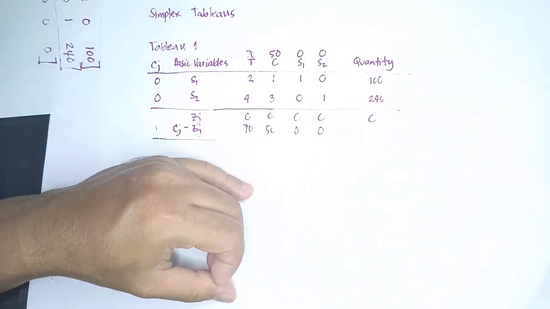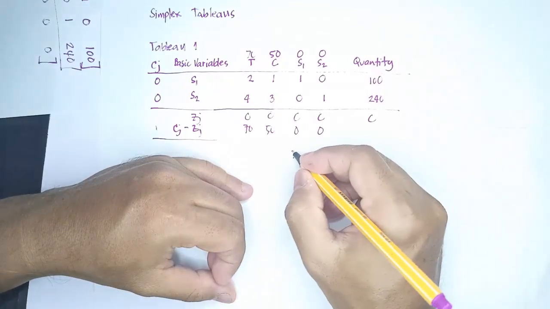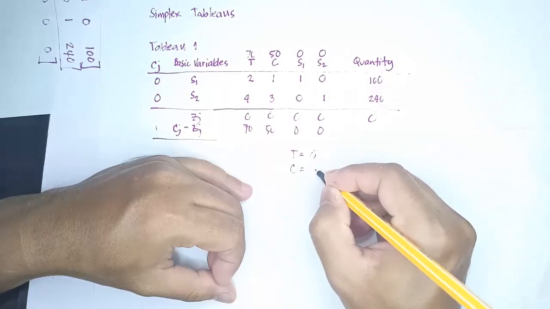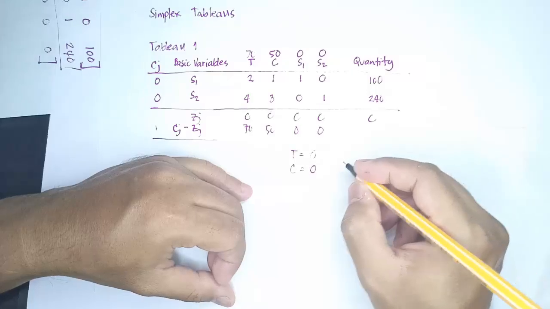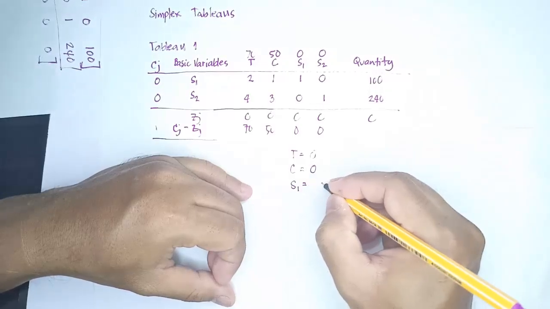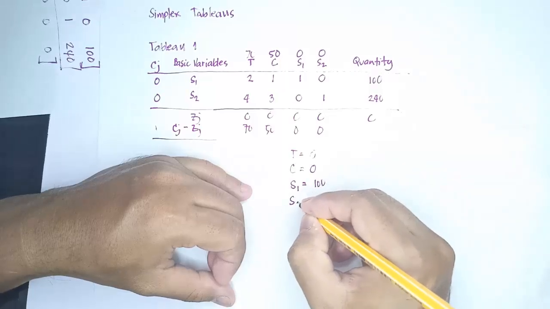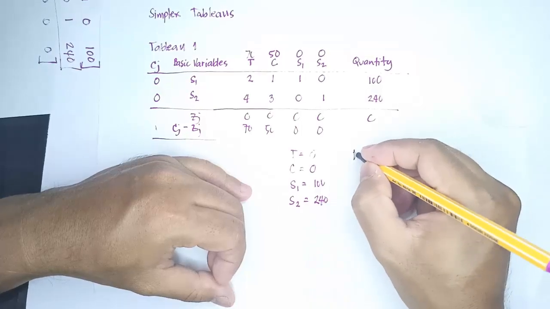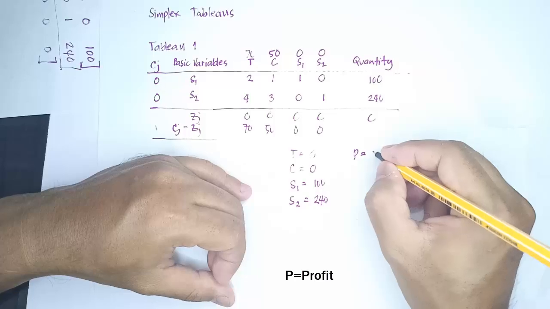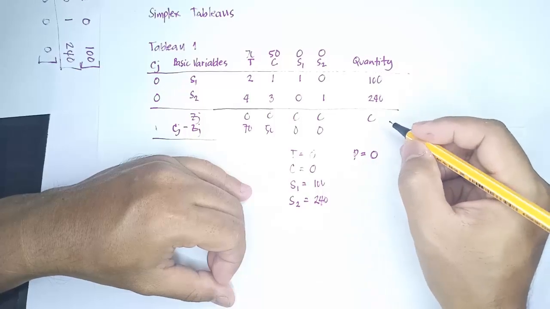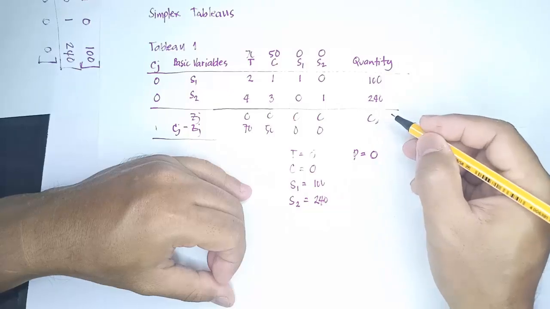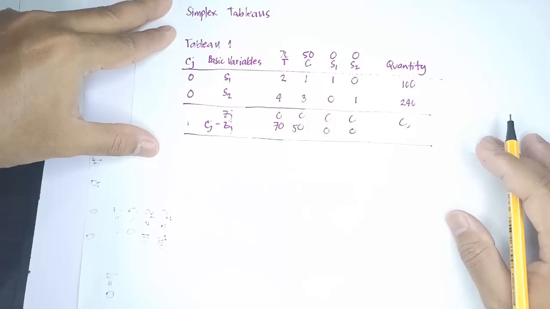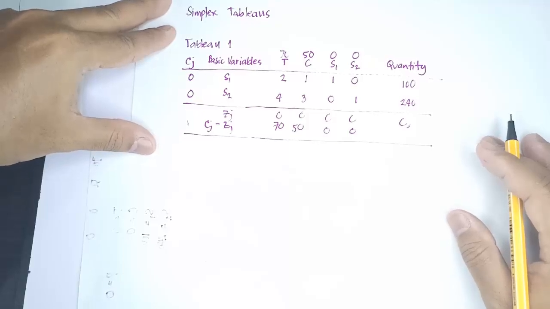Simplex tableau. So it simply means that the number of tables at this point is equal to 0 and the number of chairs is also equal to 0, and the unused hours for constraint 1 is 100 and unused hours for constraint 2 is 240. At the same time, P is also equal to 0, which is this value.